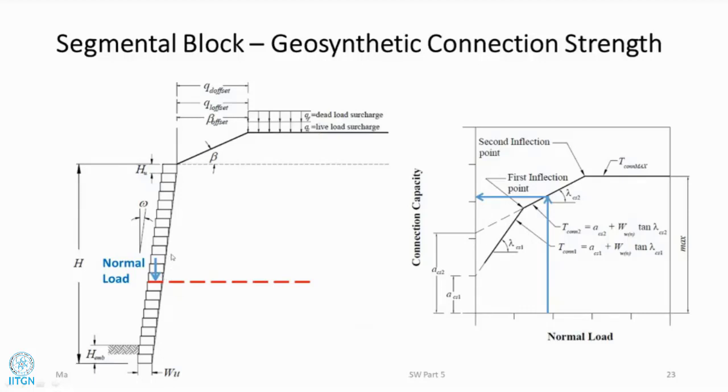Otherwise, either we will have to reduce the spacing, or another option is we can go for secondary reinforcements. That means the geogrid tension is okay, you have sufficient tensile strength, but it is failing in connection. So to relieve the connection loads, we can put short lengths of secondary reinforcement. That is another option. In an actual project, we have to check for the connection strength. That is very important.